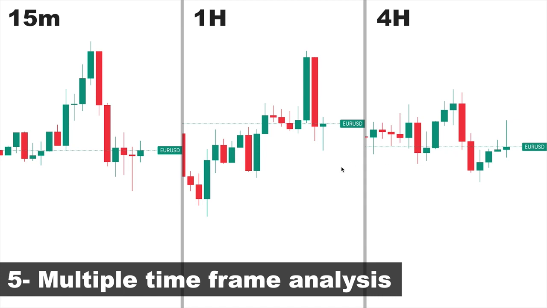Multiple time frame analysis is very important in trading, especially in price action analysis, and it effectively helps you find better trades and fine-tune your trade entry and exit.